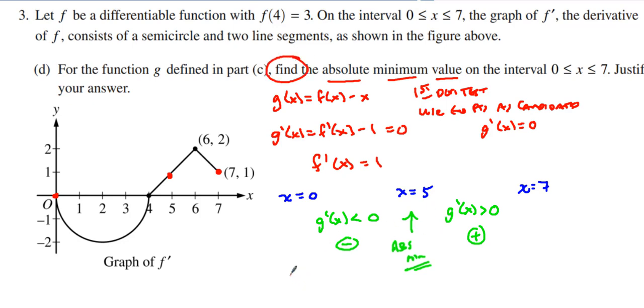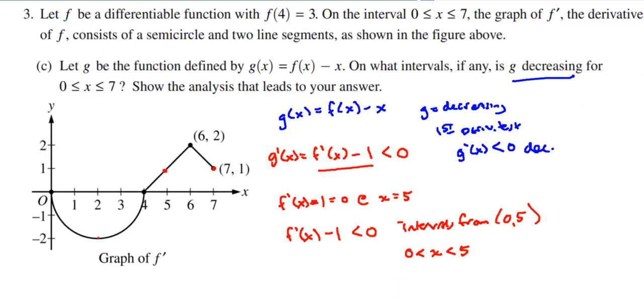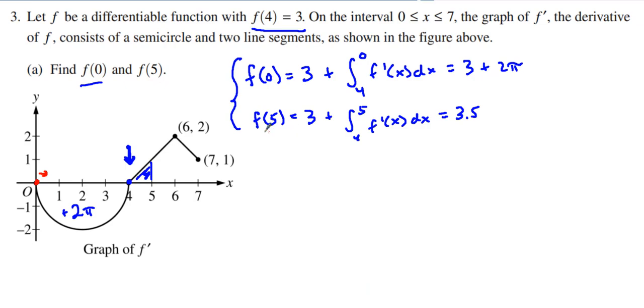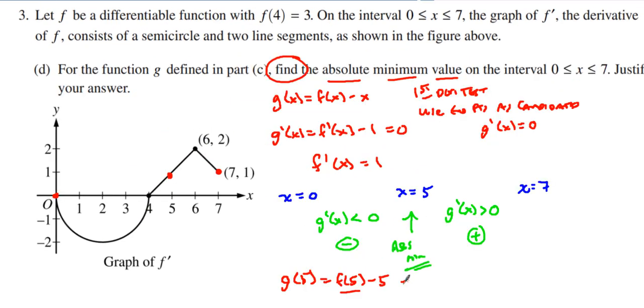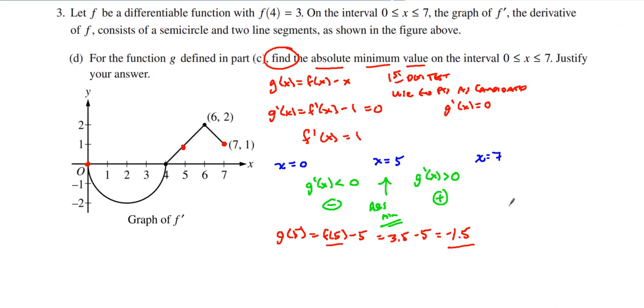So we want to find g of 5. G of 5 is f of 5 minus 5. Okay, how do we find out what f of 5 is? Remember, let's come back to part a. We know f of 5 is 3.5. So we're going to use that in there. 3.5 minus 5 equals negative 1.5, and that is the absolute minimum value of g defined in part C. And that is a full justification of the answer.